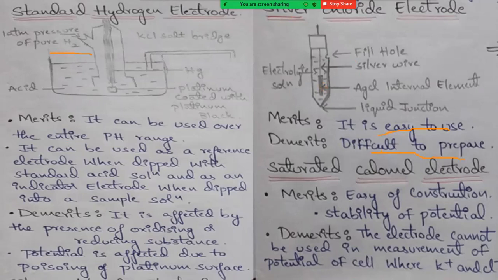And the next one is the saturated calomel electrode. This is a very important reference electrode. Why? Because this is the most widely used one. Why? Because it has many advantages. It doesn't have the demerits which are there in the hydrogen electrode, right? There is no poisoning effect, and there is no interference from oxidizable and reducible substances. So these problems we cannot see in the saturated calomel electrode. That's why the saturated calomel electrode is the most widely used one.